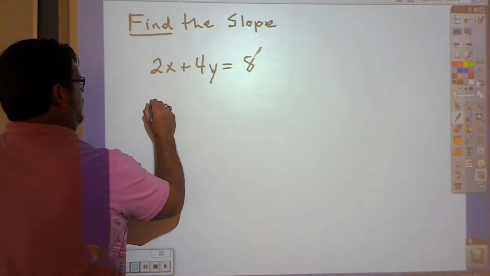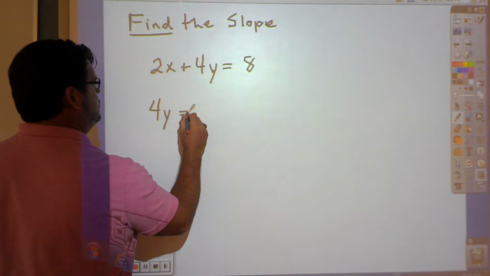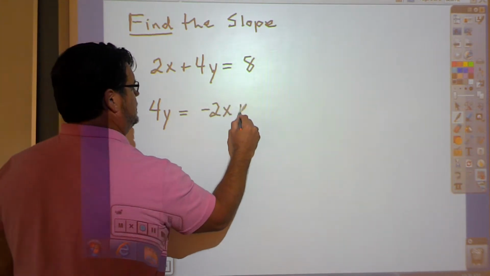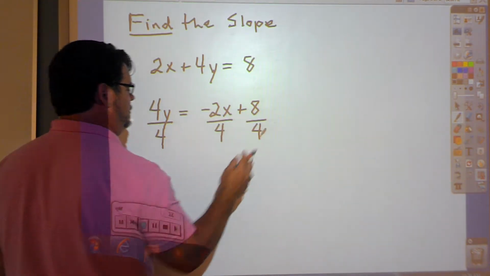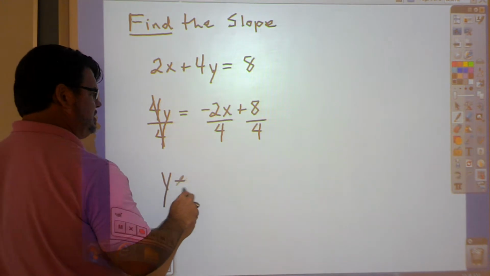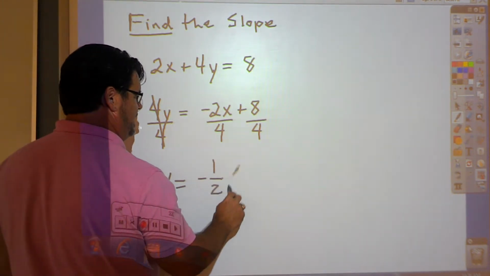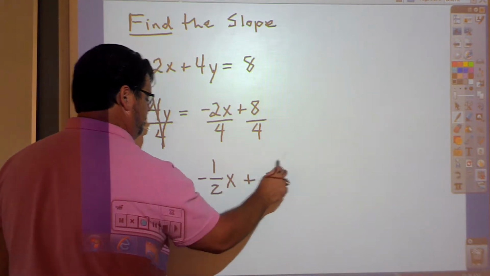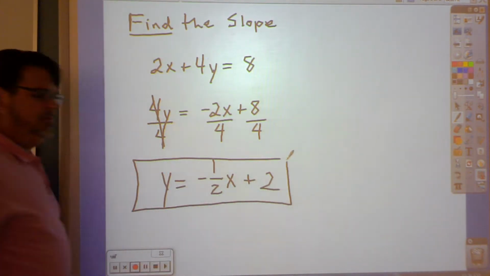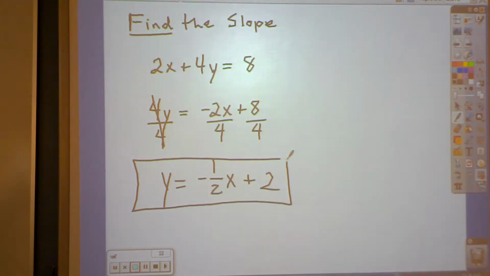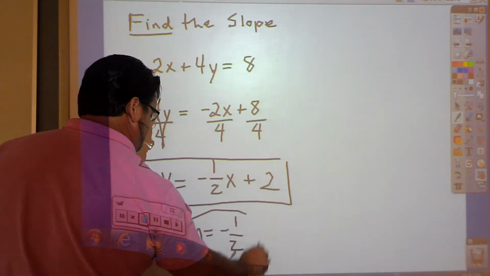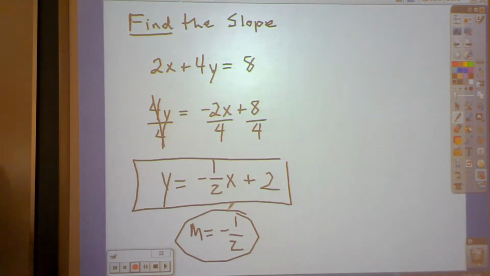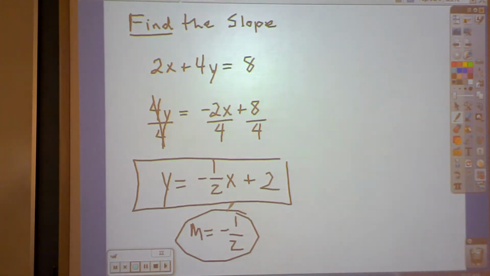So, 4y is equal to negative 2x plus 8. Divide by 4, divide by 4, divide by 4. And y is equal to negative 1/2 x plus what? 2. And you have the general form of a what? Line, and now you can find your slope, and your slope is negative what? Slope is equal to negative 1/2. You have just found the slope.